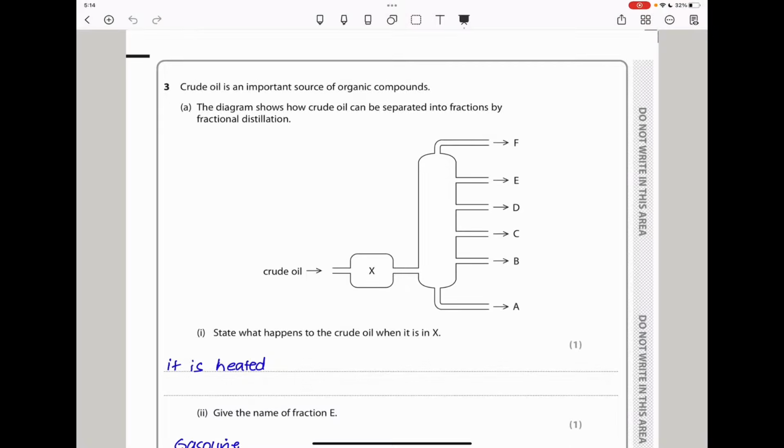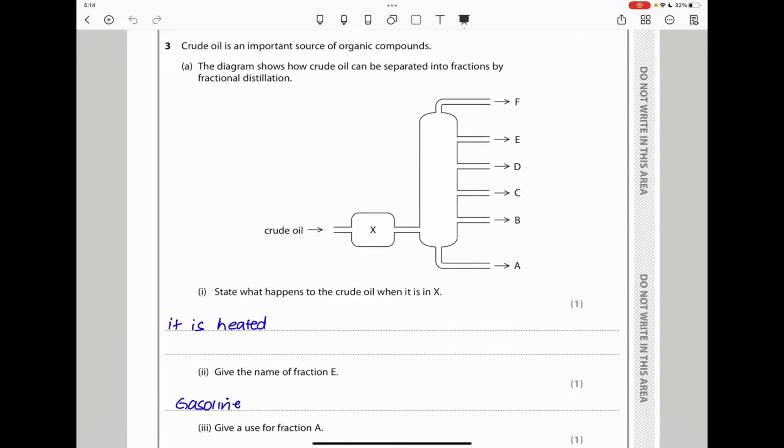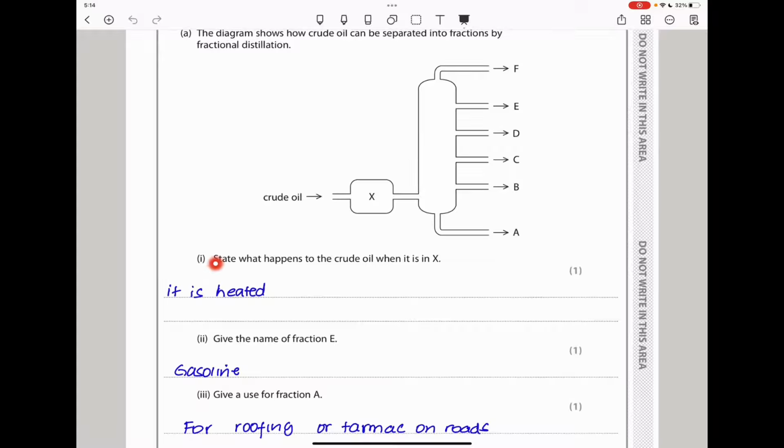Question 3, crude oil is an important source of organic compounds. The diagram shows how crude oil can be separated into fractions by fractional distillation. Here we can see crude oil enters here, where it's heated, and then it's separated into different fractions based on their boiling temperature. So the first question here says, state what happens to the crude oil when it is in X. Crude oil is heated when it's here.